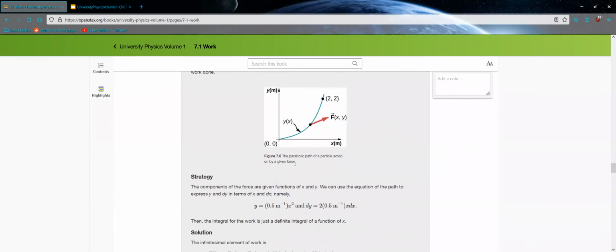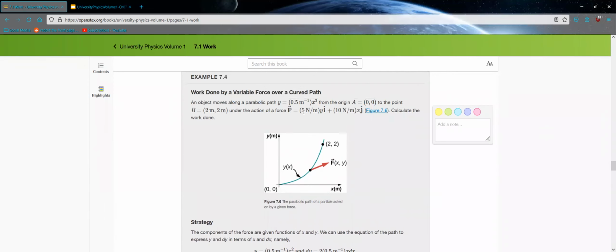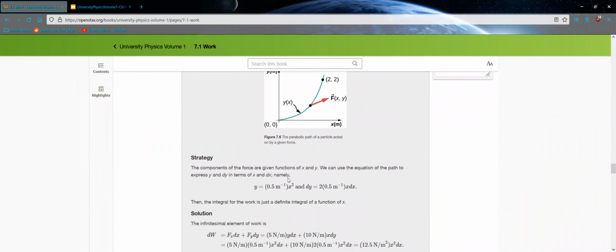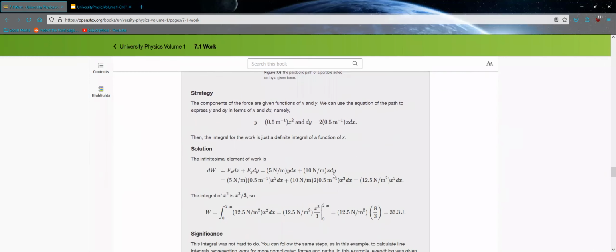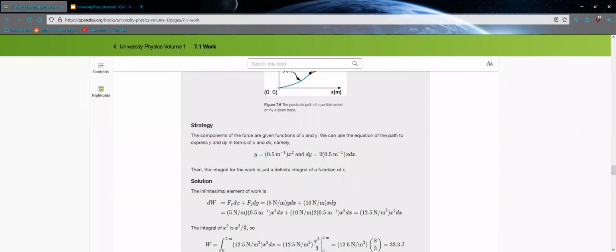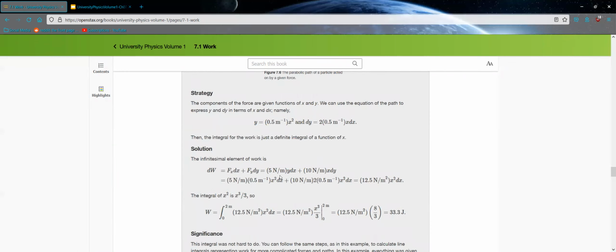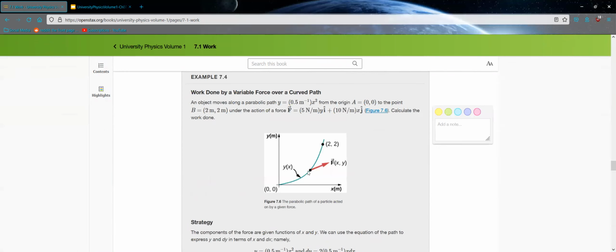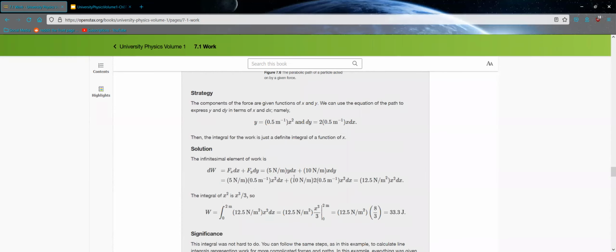The x component of the force is 5 Newton meters because that's the i hat, and the y component of the force is 10 Newton meters because that's the j hat. So 5 Newton meters times y, because that's part of the equation, right? Times dx plus 10 Newton meters times dy.